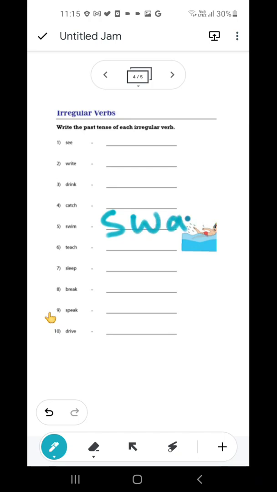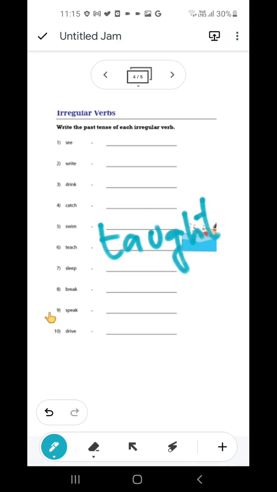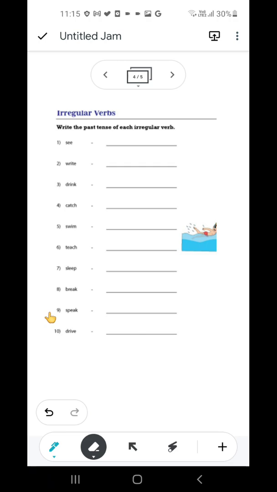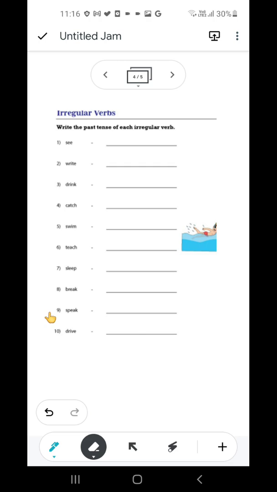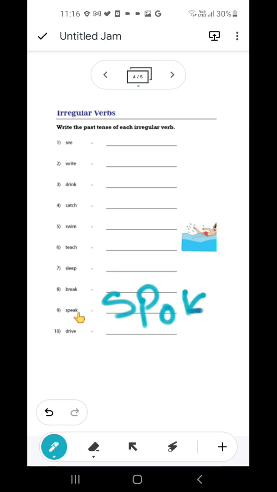Sixth is teach, and its second form is taught. Seventh is sleep, and its second form is slept. Then number 8 is break, and its second form is broke. Number 9 is speak, and its second form is spoke. Number 10 is drive, and its second form is drove.